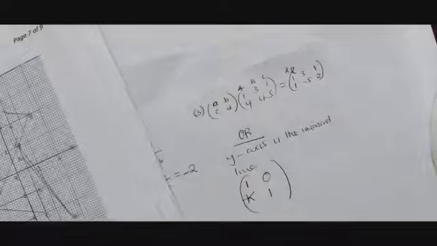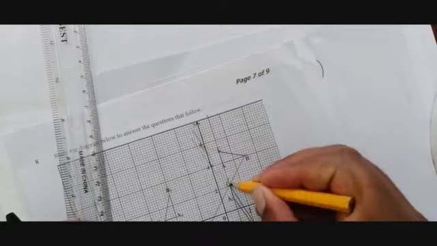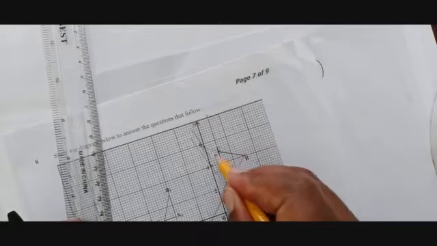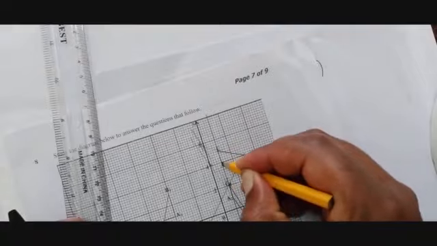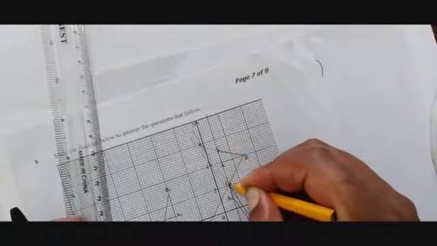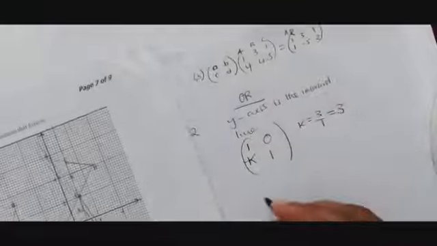Now, how do you get the shear factor? Just identify 1 point from the image and 1 point from the object. I'll look at C and its image. What is the distance of C from the invariant line? 1. From there to there it is 3. So K is equal to 3 over 1. The answer is 3. Meaning that your matrix is 1, 0.